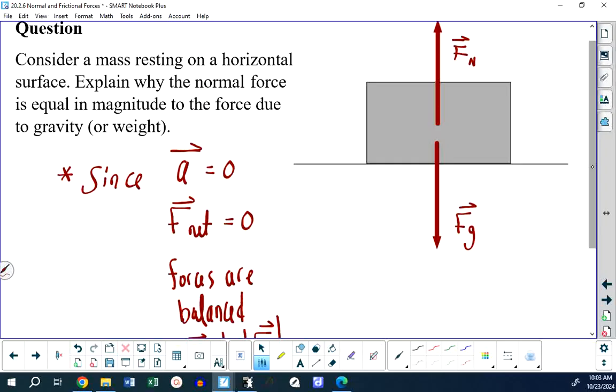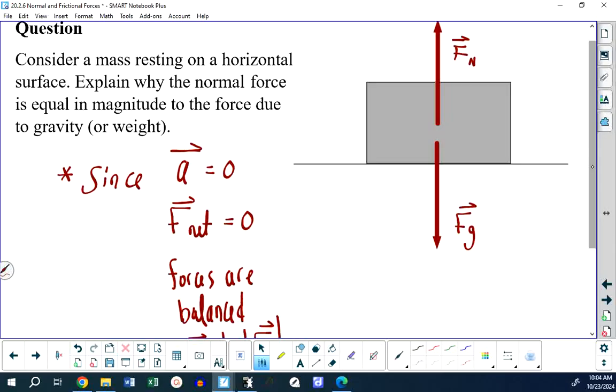Would this also be the case if the object were accelerating horizontally? Yes, it would, because there's no vertical acceleration. Would it be the case if it were moving horizontally at a constant speed? Yes. All that is important is the acceleration vertically is 0.